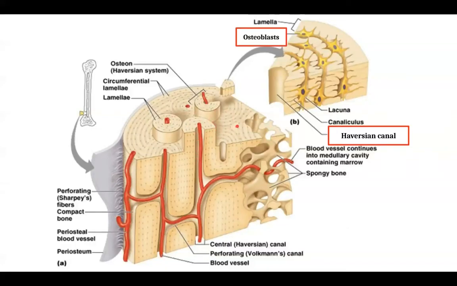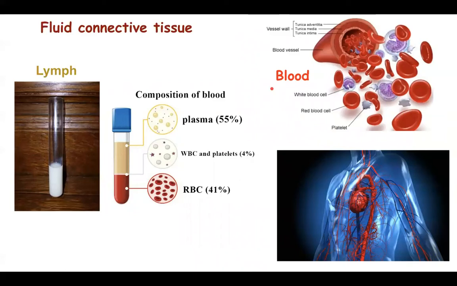entire bone region. The bone cells are basically living cells called as osteoblasts. They increase in number to increase the density of the bone. So osteoblasts and Haversian canals are unique features found only in the bones. The third category of connective tissue is called as the fluid connective tissue.